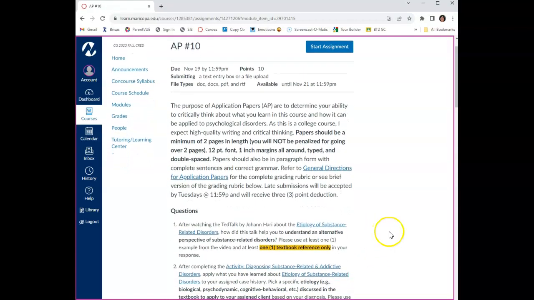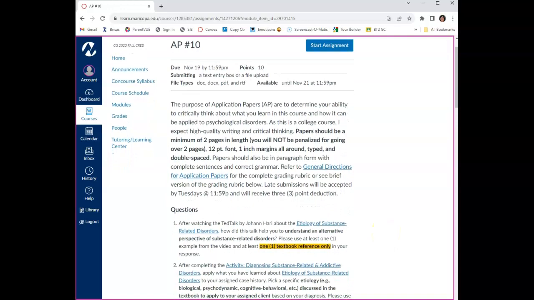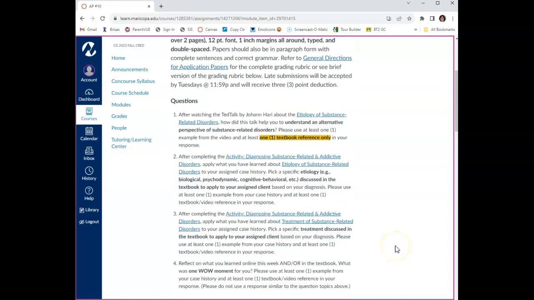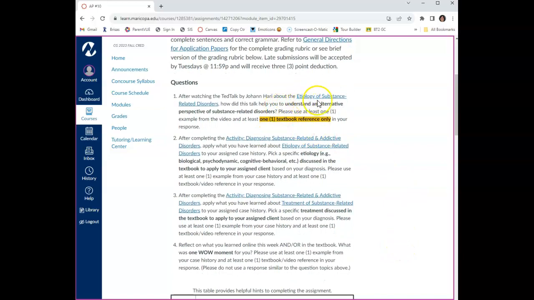And finally, the last assignment this week is application paper number 10. Question 1 reviews the etiology of substance-related disorders and asks for a reflection on the TED Talk. And question 2 and question 3 have to do with the etiology and the treatment applied to your case history. And as always, question number 4 is your wow moment this week.